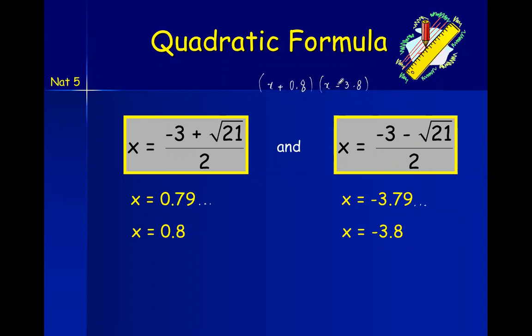Actually, that would have been a plus, and that would have been a minus. So can you imagine doing it by trial and error and trying to find a 0.8 or the 3.8? You'd get no chance, basically. So that's why you would use this quadratic formula.